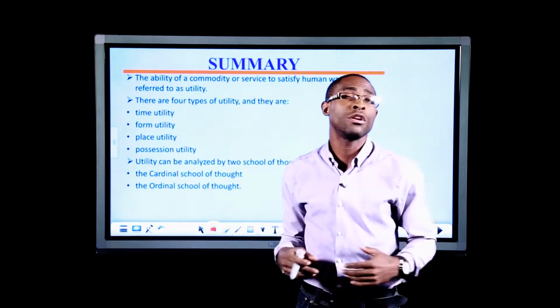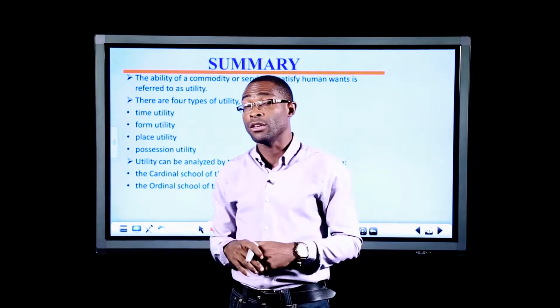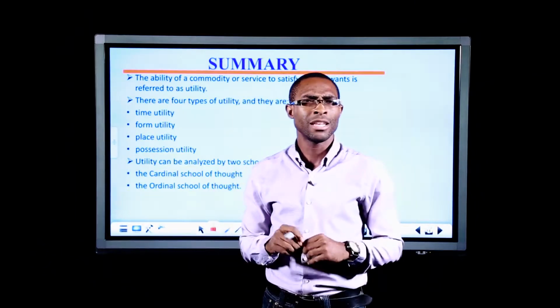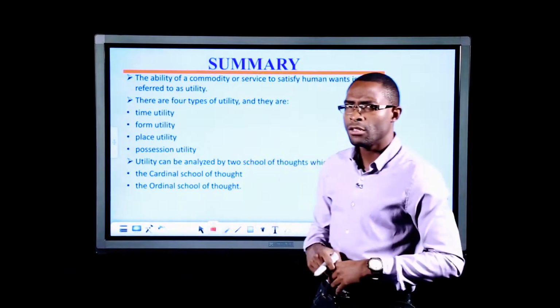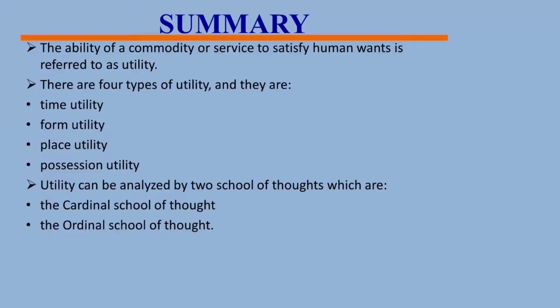Having considered the 2 schools of thought of utility theories, we have come to the end of today's class. But before I go, let's take a quick summary of what we have learnt thus far. In this class, we learnt that the ability of a commodity or service to satisfy human wants is referred to as utility. We also learnt that there are 4 types of utility, and they are time utility, form utility, place utility, and possession utility. Next, we learnt that utility can be analyzed by 2 schools of thought, which are the cardinal school of thought and the ordinal school of thought.